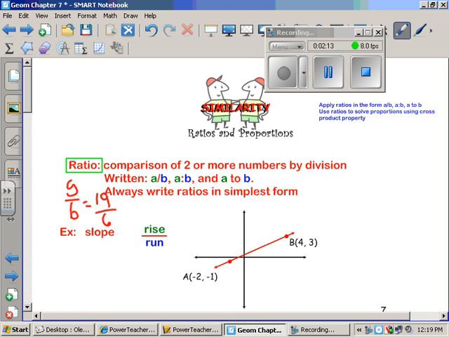All right, one of the most famous ratios, slope. Right, it's the comparison of the movement between points on a line, up and down, compared to left and right. So slope's like a very famous ratio.